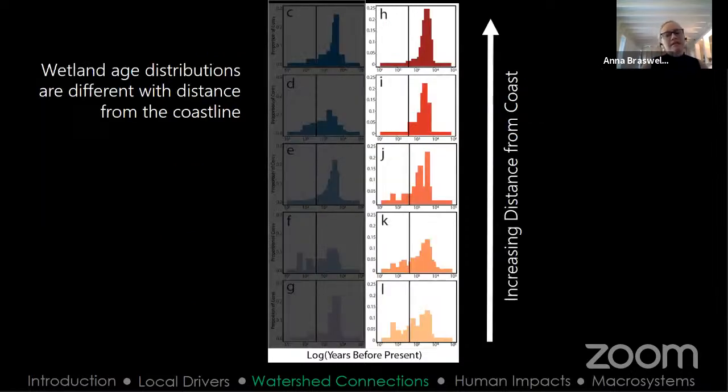We also looked at the distance from the coast, again to try to get a handle on the marine processes that also cause marsh formation. H at the top is farthest from the coast and I is closest to the coast. As you look down the line here, you go from a very simple distribution with a main mode right after when sea level rise would have slowed, all the way to I, where it's much more complex and you're seeing younger cores, younger wetlands forming, showing that these marine processes really do cause marsh formation.